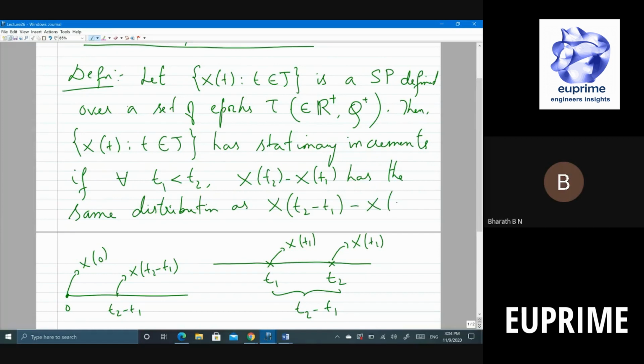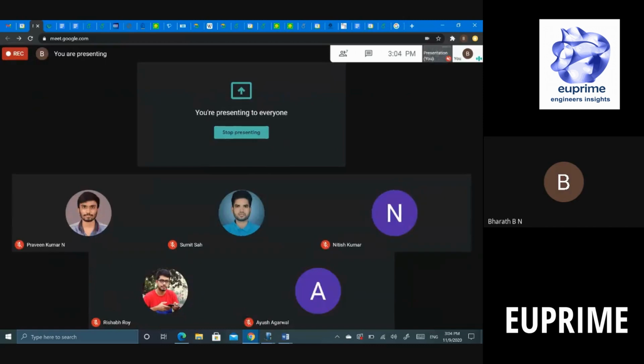Whatever I wrote, can you give me an example based on whatever you have studied so far? An example of stationary increments. You guys can hear me? Yes, sir. We have done the Poisson process, sir. What is stationary increments there? N of t. Yes, the counting process, right? What is N of t? The number of arrivals in an interval of 0 to t, right?